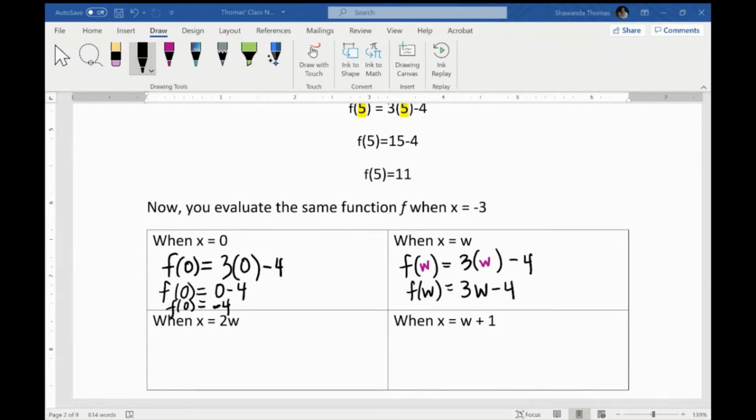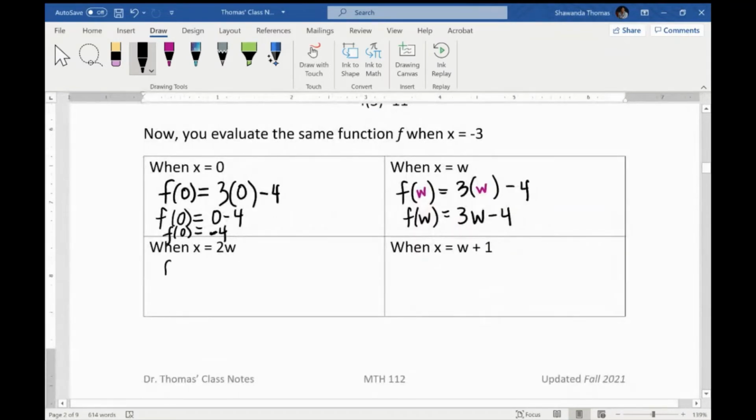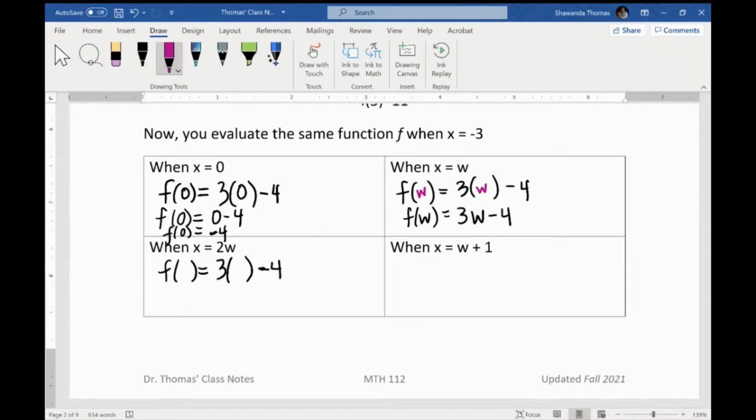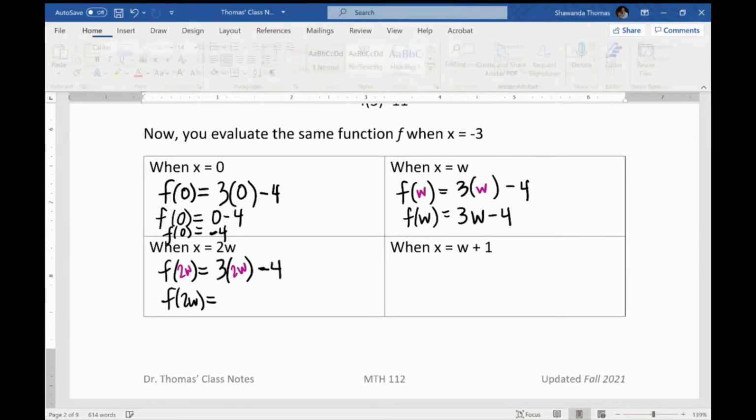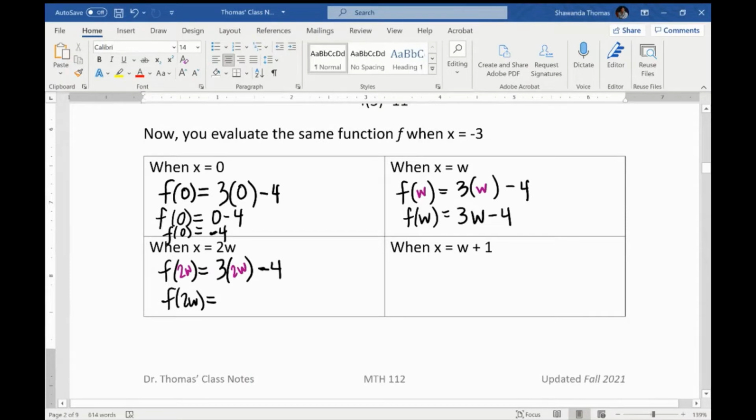All right. X equals 2w. Let's go on to that. X equals 2w. So again, a good rule of thumb is you could just put a parenthesis where you need to replace your x with. So this time we're replacing the x's with what? 2w. You might have to do a little something here. So f of 2w equals, what do you think I need to put next? 6w. Minus 4. Yep. 3 times 2w is 6w.